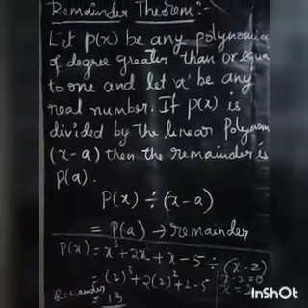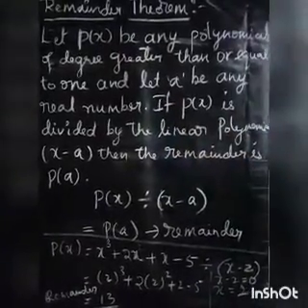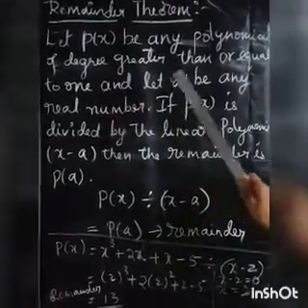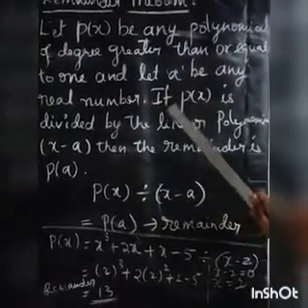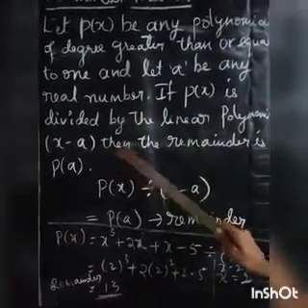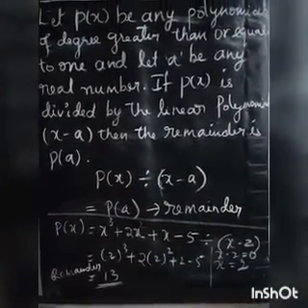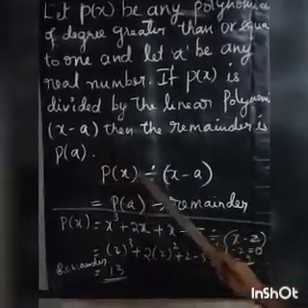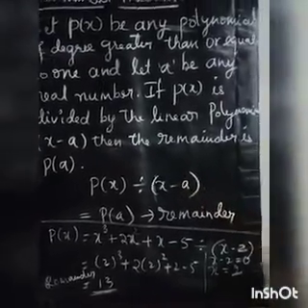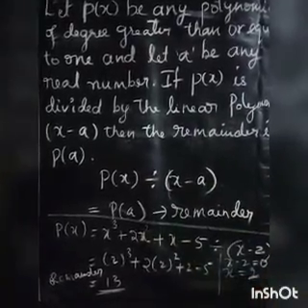Actually, what is the remainder theorem? The remainder theorem says: let P of x be any polynomial of degree greater than or equal to 1 and let a be any real number. If P of x is divided by the linear polynomial x minus a, then the remainder is P of a. In simple words, if we divide P of x by x minus a, where a is any real number, we'll get the remainder as P of a.